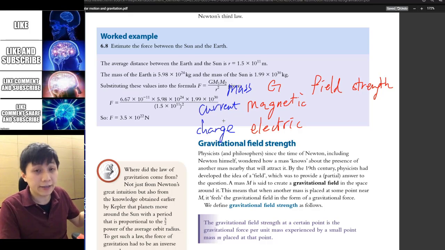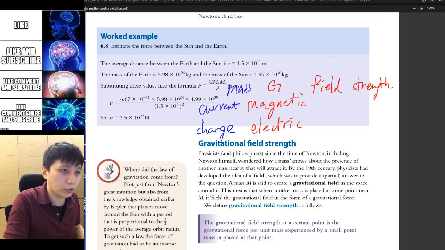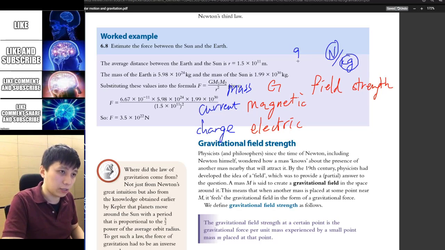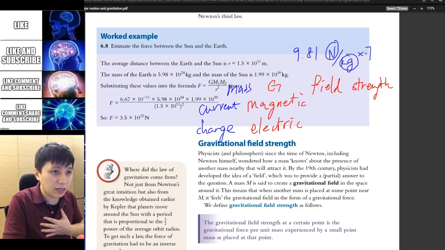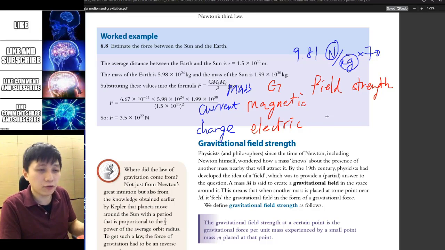So this is basically the idea, because when you look at the unit for gravitational field strength, it's going to be Newton per kg, because it's force per unit of mass. For example, on Earth's surface, it's going to be 9.81 Newton per kg. So if I am 70 kg, then I'm going to do 70 times 9.81, and that will be the force that I experience given by the Earth. For the other two field strengths, you will learn more about them in other chapters. So it looks pretty easy, isn't it?